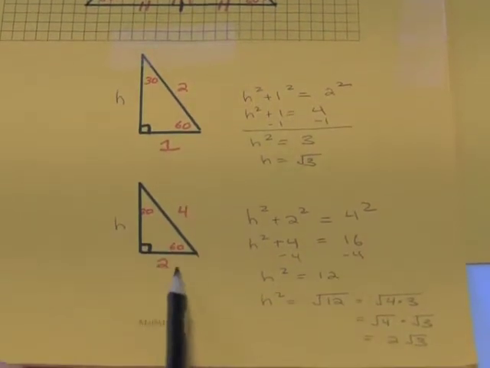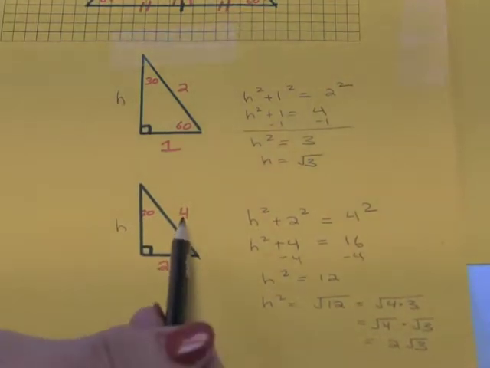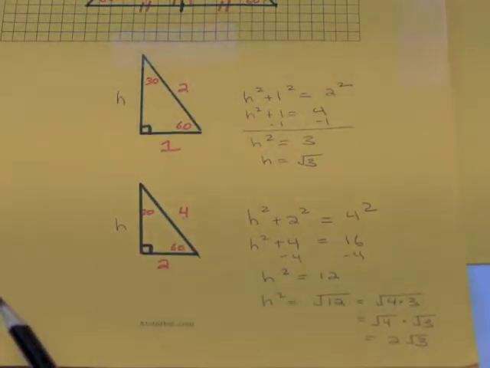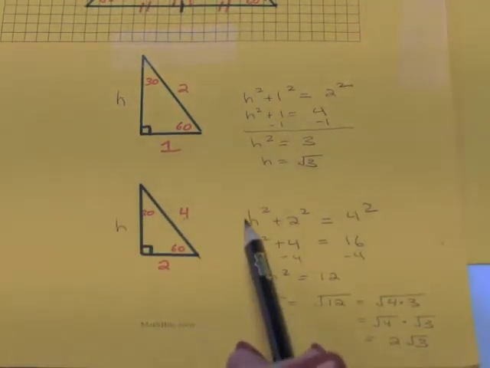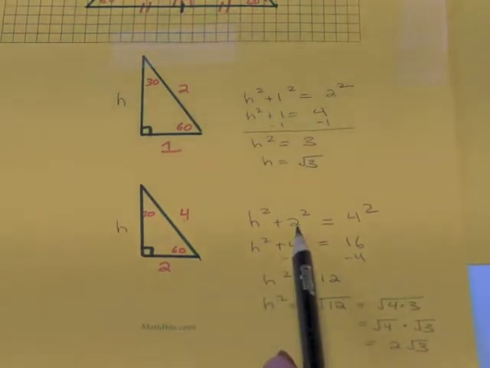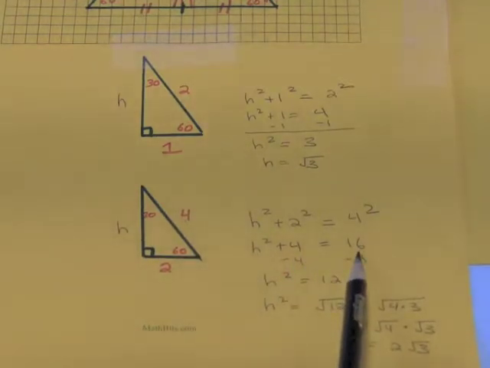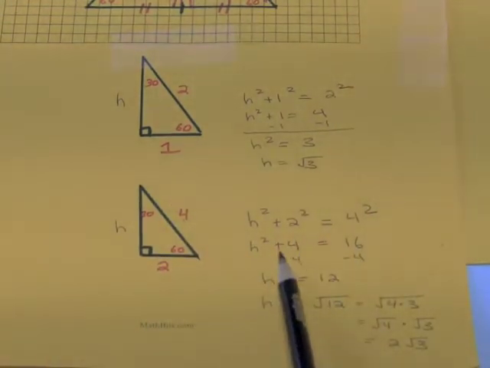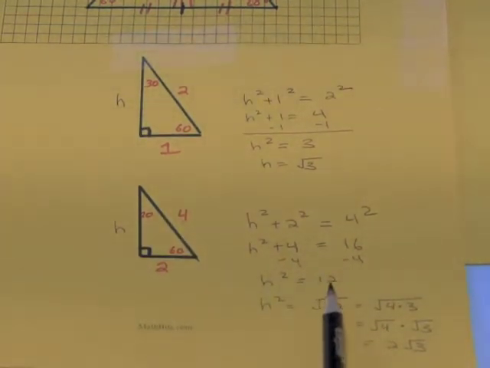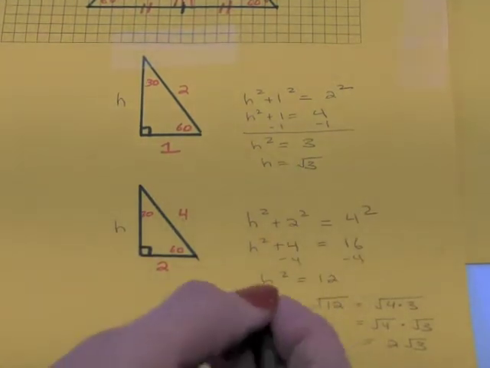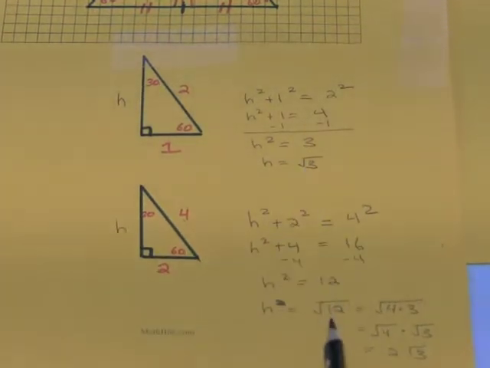So now let's go for the next one where the side opposite the 30-degree angle is 2, and it's half the hypotenuse, which is 4. Again, we're going to use Pythagoras to solve for the height. So the height squared plus 2 squared, in this case, equals 4 squared. The height squared plus 4 is 16. To solve for h, we have to subtract 4 from both sides, and h squared is 12. So h is going to be the square root of 12. Now, that doesn't show me a pattern.